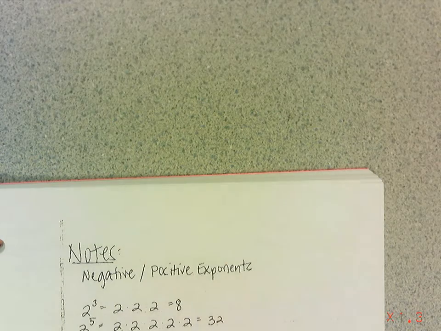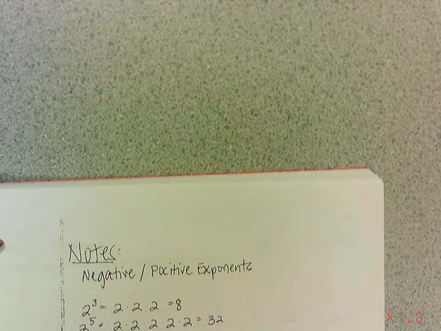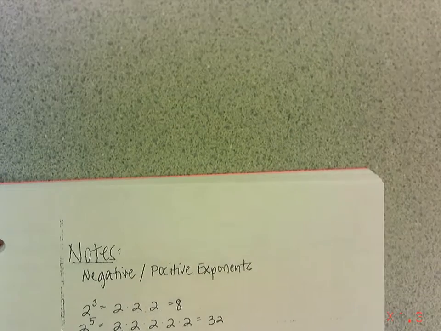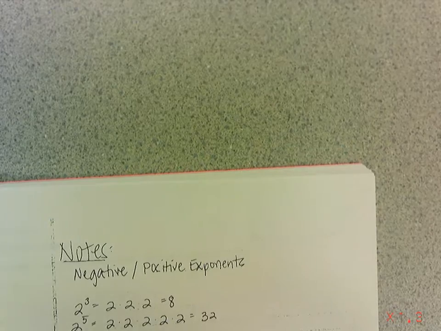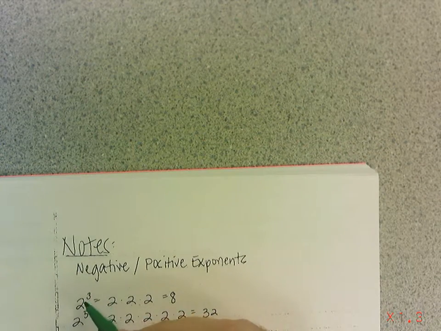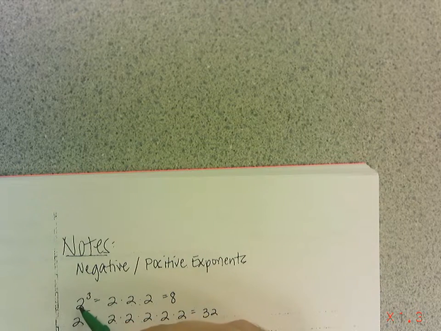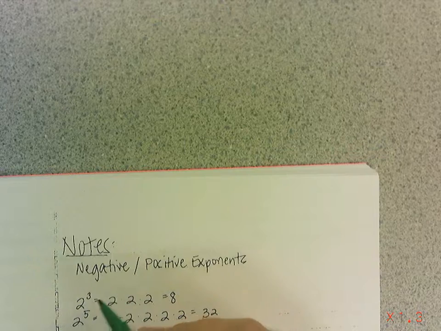All right, guys, so today we're going to be talking about negative exponents. With negative exponents, let's first think about what an exponent is. It's that little number right above our base number that tells us how many times we're going to take our base number and multiply it by itself.